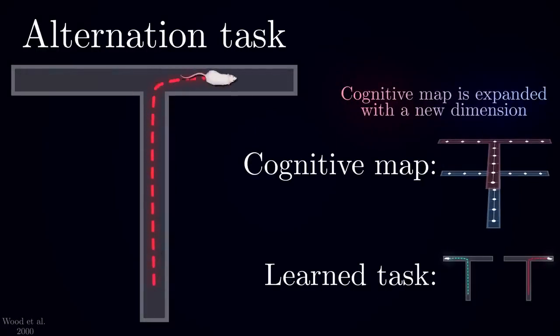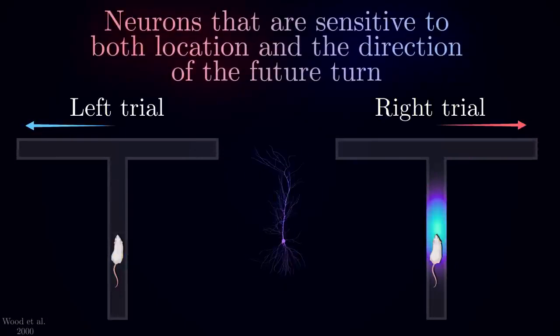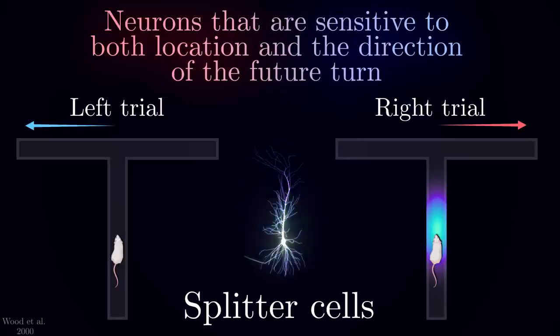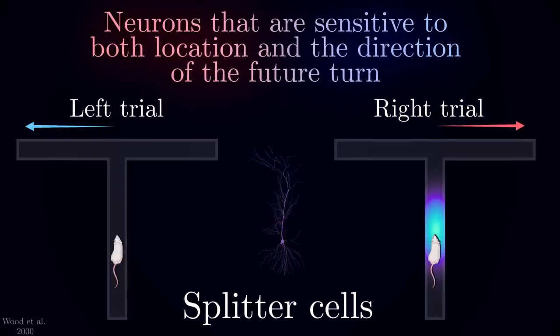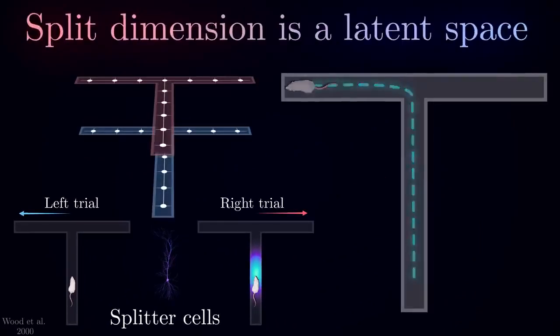And now all of a sudden, you need to update your position in this expanded space, which now has an additional axis. Remarkably, we find cells whose firing is modulated by both the physical location and the direction of the future turn. Such neurons were termed splitter cells. They uniquely encode the location in the full, expanded version of the cognitive map, which is remarkably consistent with this idea that the hippocampus keeps track of all task-relevant variables, no matter how abstract they are. This split dimension into left versus right trials is an example of a latent space, since it is not directly observable from the sensory cues.